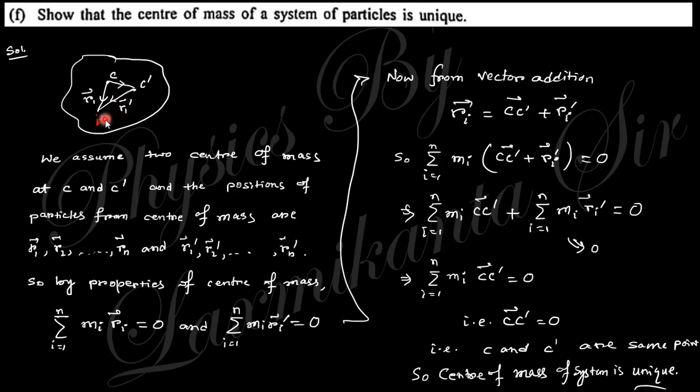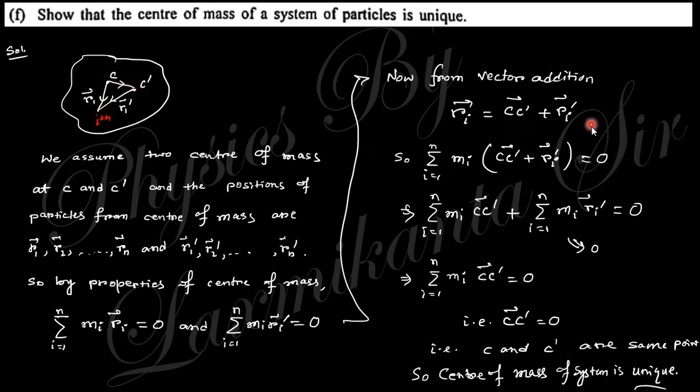By the property of center of mass, the summation of mi Ri equals 0 and the summation of mi Ri prime equals 0. So if C is the center of mass, this property holds. If C prime is the center of mass, this property holds. Now for vector addition, you can see C prime plus Ri prime equals Ri.